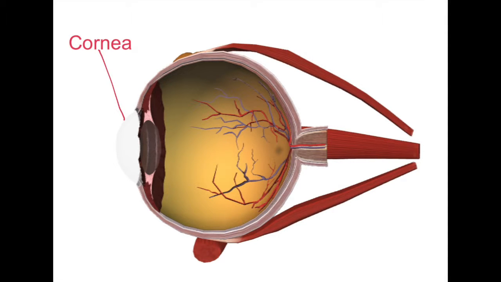The cornea, which is the outermost layer of the eye, controls and focuses the entry of light into the eye. It bends or refracts the incoming light onto the lens. It also helps shield the rest of the eye from germs, dust, and other harmful matter.